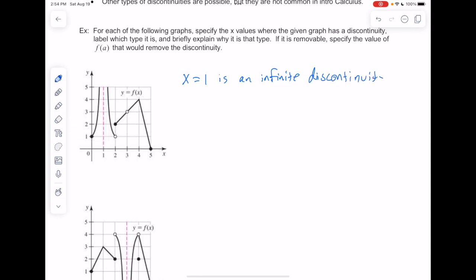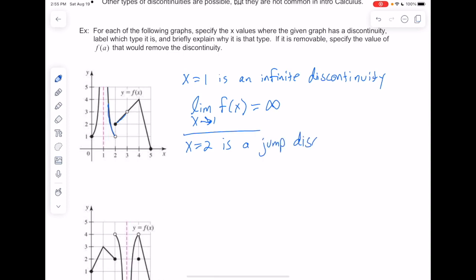And briefly explain why it's that type, because the limit as x approaches 1 of this function is equal to infinity. So there's one of them. As we continue on from left to right, when we get to this spot right here, if you were drawing, you can't draw that as one piece. You have to jump from the height of 1 up to the height of 2. So at x equals 2, there is a jump discontinuity.